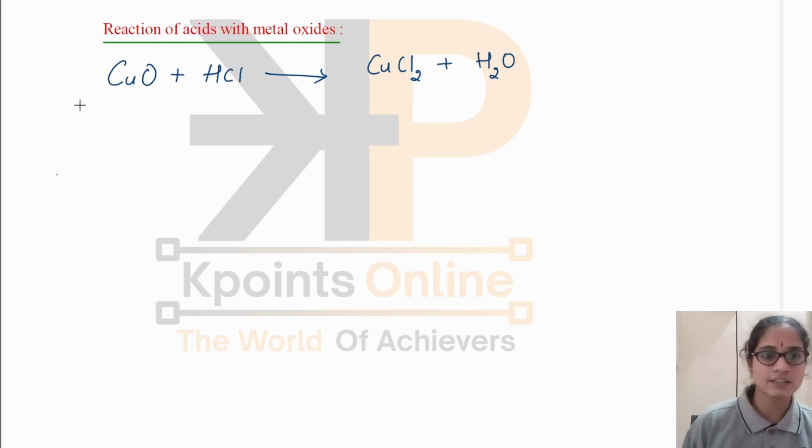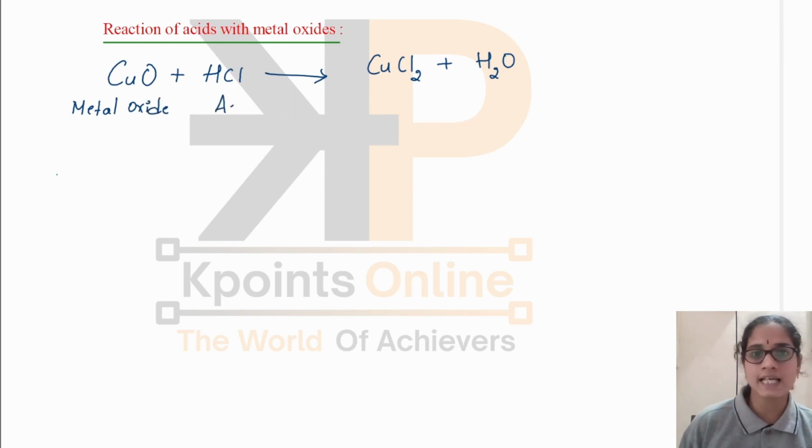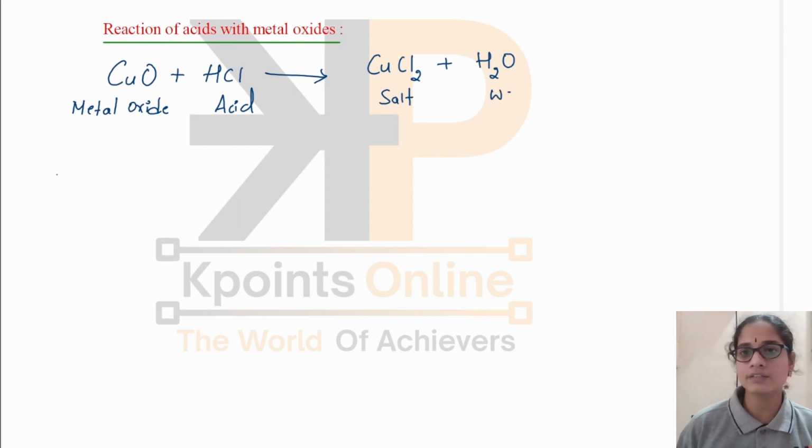Metal oxide, it is a metal oxide, oxide of copper, and this is an acid. Here there is a formation of salt and water. A little before we have seen that when acids and bases react with each other, there is a formation of salt and water. Here we have an acid, and there is a formation of salt and water. Then what does this indicate? It must be basic in nature. So we can say that metal oxides are basic in nature.